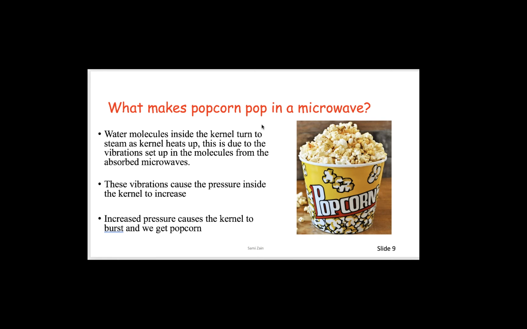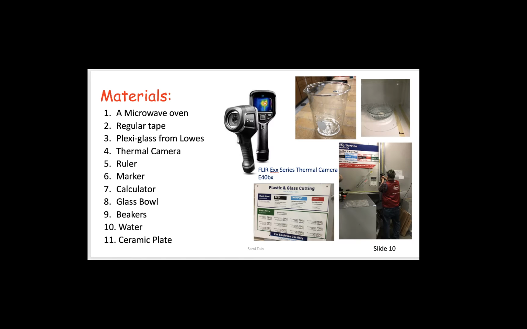What makes popcorn pop in a microwave? Water molecules inside the kernel turn to steam as the kernel heats up. This is due to the vibrations set up in the molecules from the absorbed microwaves. These vibrations cause the pressure inside the kernel to increase. Increased pressure causes the kernel to burst and we get popcorn. Please turn to slide 10.